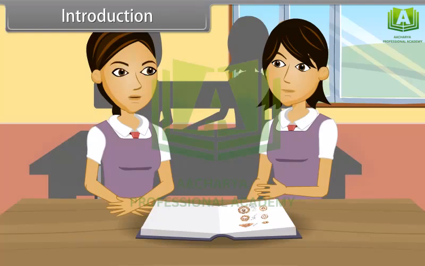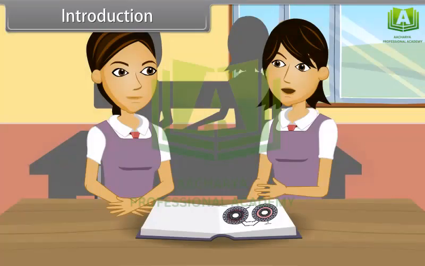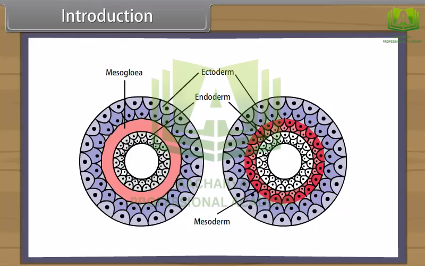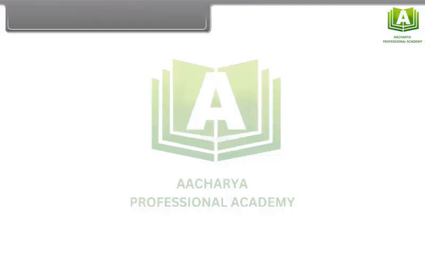On the basis of body cavity, the animals are either acoelomates, example coelentrates and flatworms, or pseudocoelomates, example nematodes. According to the number of germ layers, animals are either diploblastic, example sponges, coelentrates, or triploblastic, example flatworms to mammals. We will now discuss some important characters and examples of various phyla of kingdom Animalia.